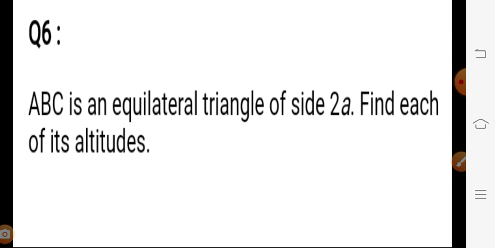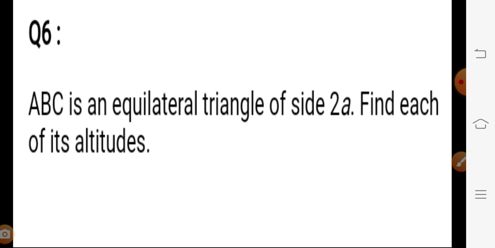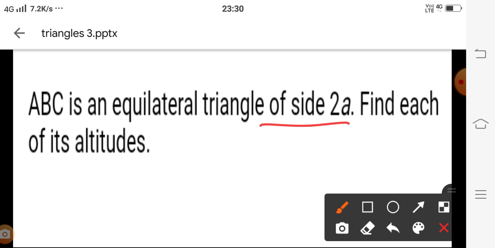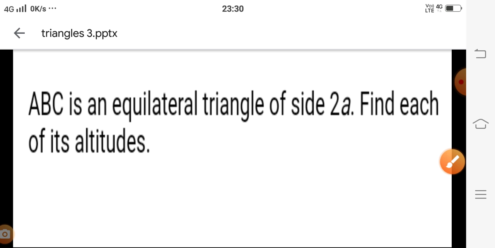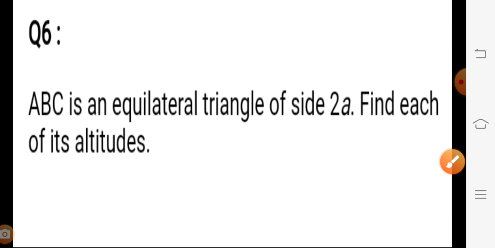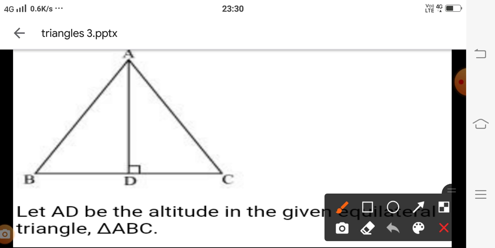ABC is an equilateral triangle of side 2A. The length of the sides of an equilateral triangle is given 2A, and we have to find the length of its altitude. All the altitudes are equal, all the three altitudes. Then here we have the question.